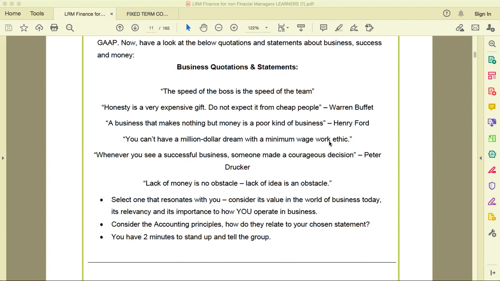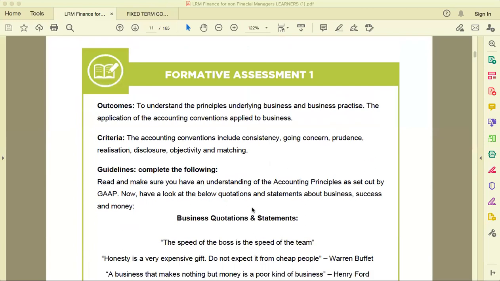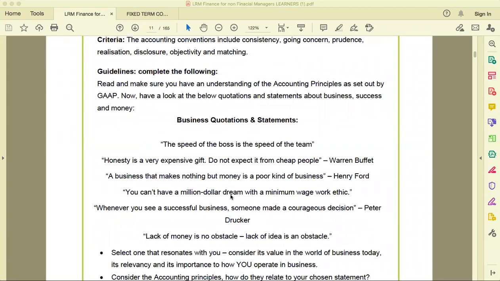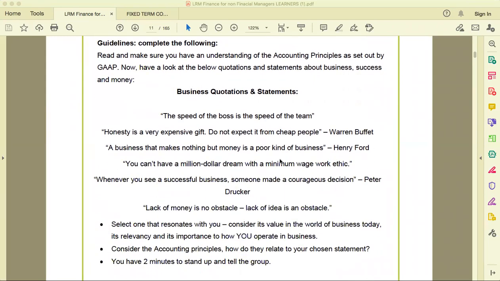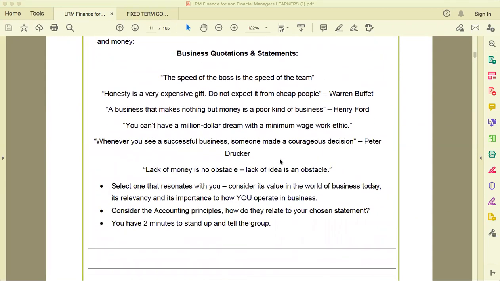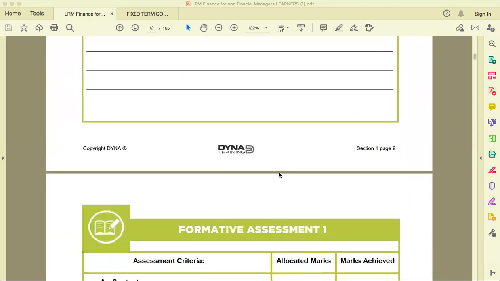Then you're going to link it to a specific principle. So let's say: you can't have a $1 million dream without a minimum wage work ethic. That is consistency. We need to be consistent in the way that we do things in order to make sure that we achieve our vision and our mission. And that's how it links to that specific statement. So that's how you're going to answer formative assessment 1.